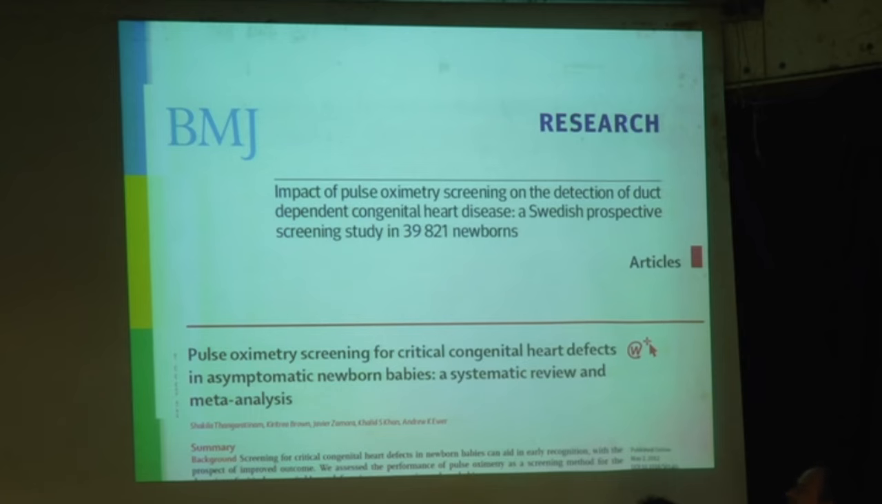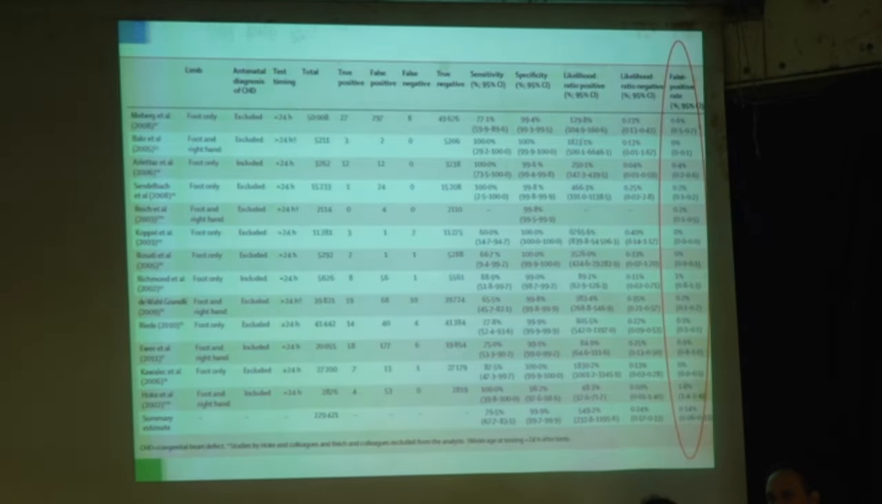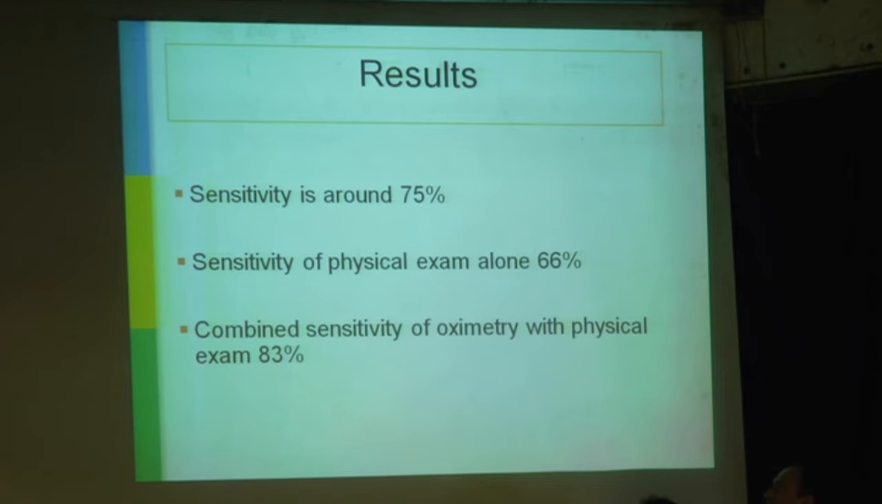There are a few studies which show the impact of pulse oximetry screening for detection of duct dependent lesions in congenital heart disease. This is a Swedish study, and there is also a European study published in the Archives: pulse oximetry screening for critical congenital heart defect in asymptomatic newborn babies, a systematic review and meta-analysis. This study shows that the sensitivity of a pulse oximeter for detecting CCHD is about 75%. The sensitivity of physical examination alone is 66%, but combined with pulse oximetry it goes up to 83%.